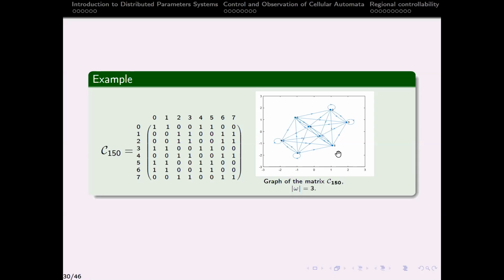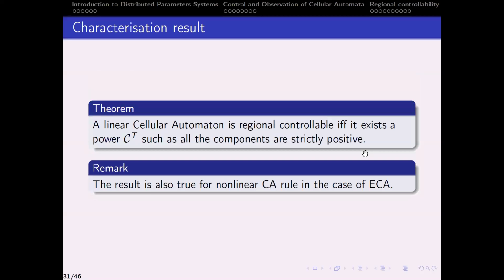And when we study all these graphs related to the matrix, we can go further and look for a time horizon t for which this matrix could give a graph corresponding to a controlled system. The result is very strong. The first proof was for linear cellular automata. We prove that this CA will be regionally controllable if and only if there is a power t.